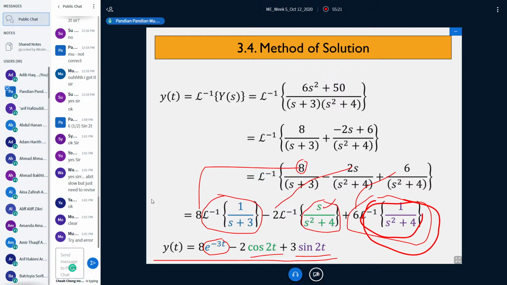Try and error. No? Why try and error? Muhammad Amir. Muhammad Amir also move. Move. Another move. We have 2 more. Muhammad Aikal also move. Muhammad Amir. No, not try and error.